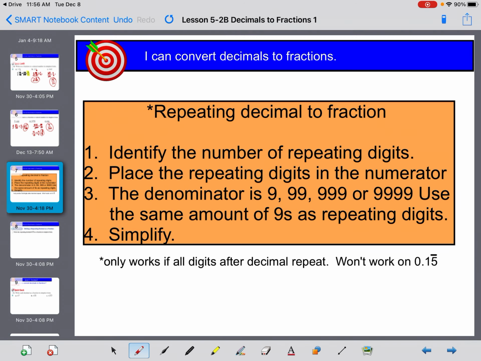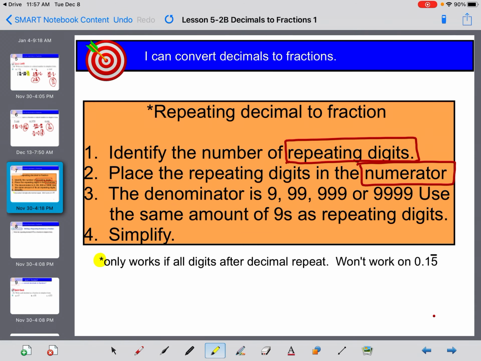Let's plug the words into your notes packet. Identify the number of repeating digits. Write that down. Step 2, place the repeating digits in the numerator. Step 3, the denominator will always be 9, 99, 999, etc. Use the same amount of 9s as there are repeating digits. Step 4, simplify.